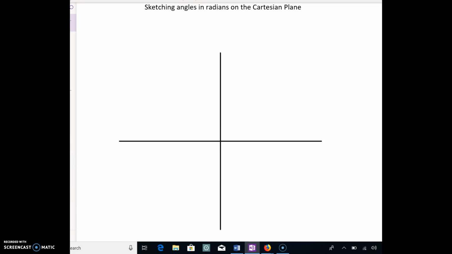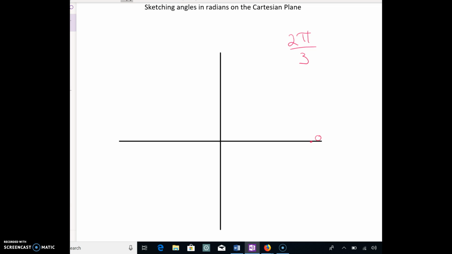So for this example, we're going to talk about how we can sketch the angle of 2 pi over 3 on the Cartesian plane in standard form. As a recap, remember when we're in terms of radians, here's our starting point over here.